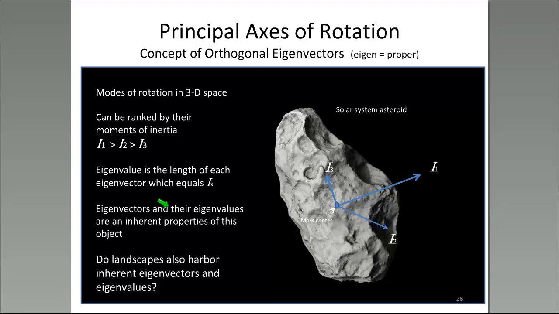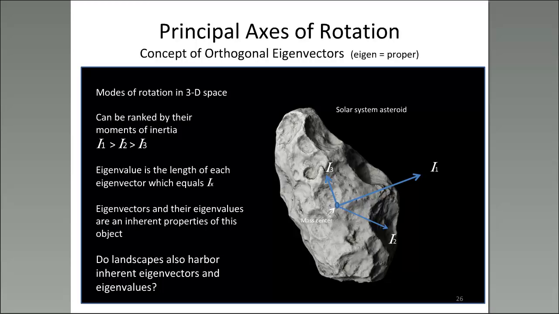Now I'd like to introduce the concept of orthogonal eigenvectors. Eigen in German just means proper. And to do that, I'd like to talk about a physical system, in this case, an asteroid that we want to rotate. Now, if you apply a random force to the asteroid, likely you'll get a random tumbling motion. There are exactly 3 axes on which you can rotate that asteroid and get a uniform rotation.